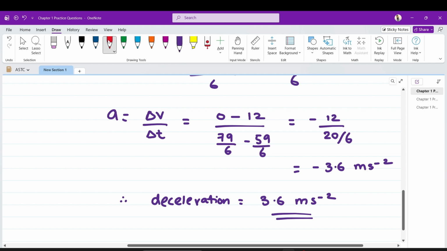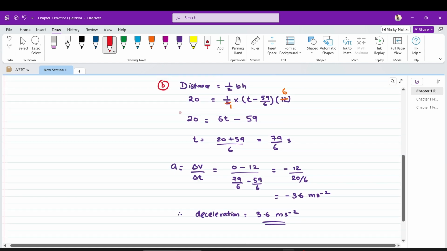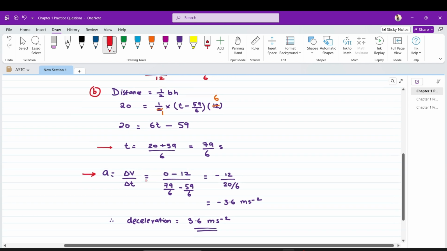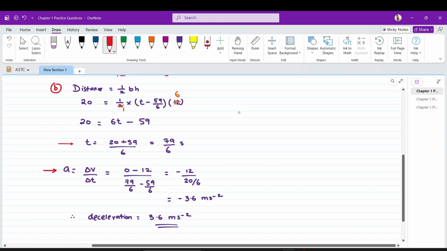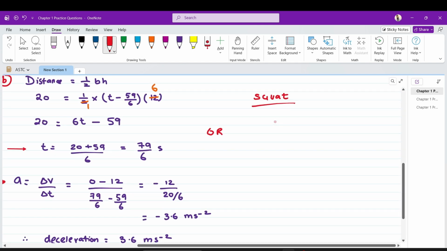Now, that was method one. There is also an alternative method, because this is a bit lengthy: I need to first find time and then I am able to calculate acceleration, so it is a two-step method. But there's another, much shorter way, which is to use SUVAT equations. We're going to study them in chapter number 2, so even if you don't understand this, no problem. We'll be starting this in our next lecture.